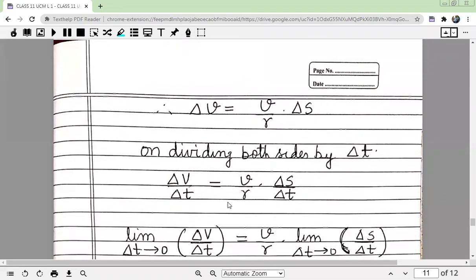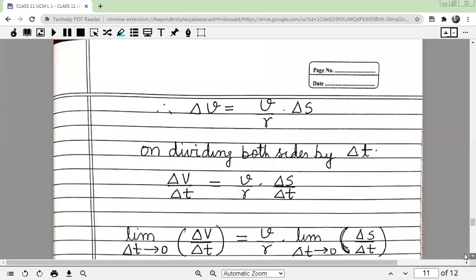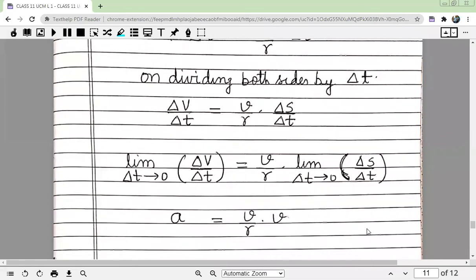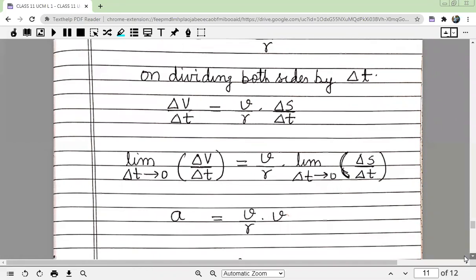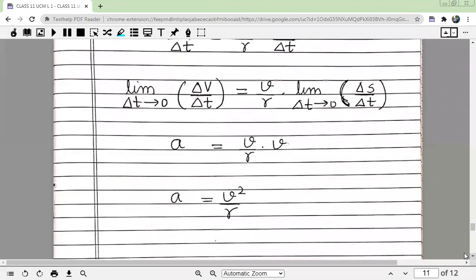Now dividing both the sides by delta t, delta V upon delta t equals V upon R into delta S upon delta t. Then taking the limit, this will become A, and this will become V. So A equals V upon R into V, that is, A equals V square upon R. The rest I will explain in the next lecture because the time is very less.